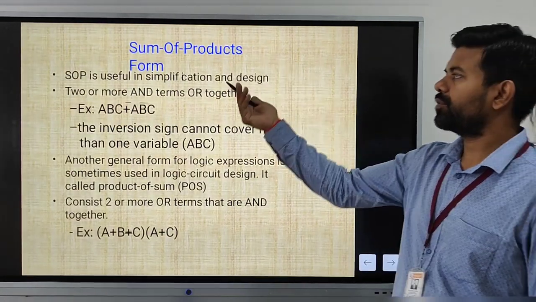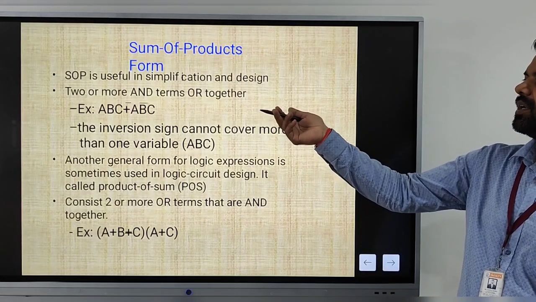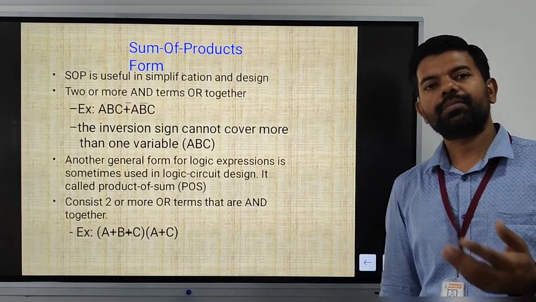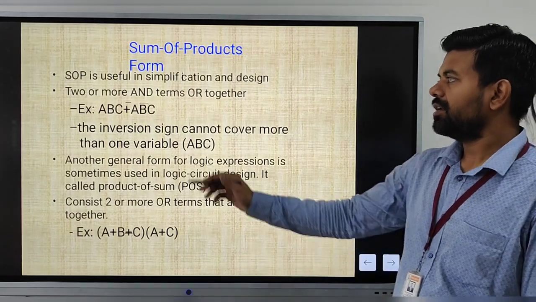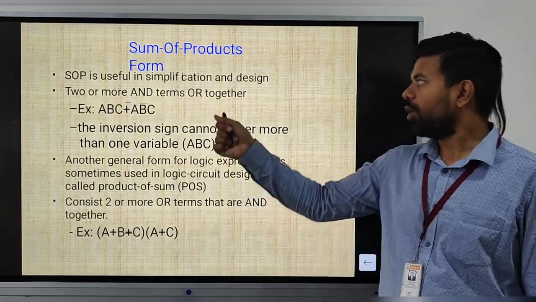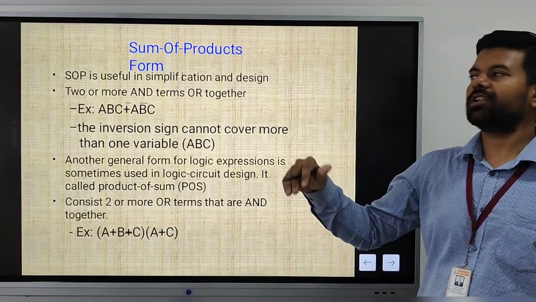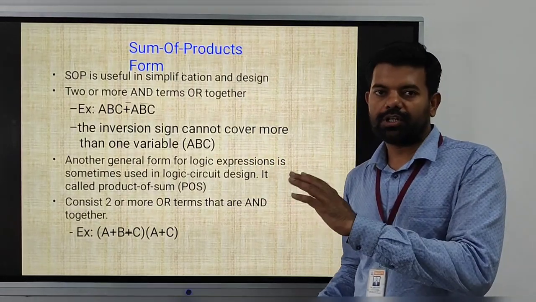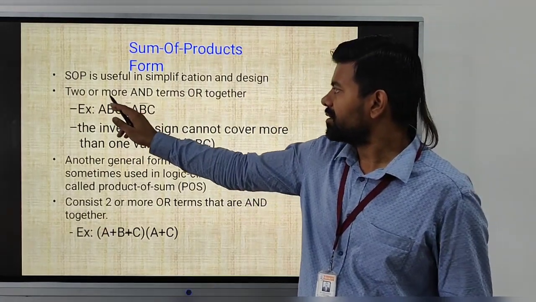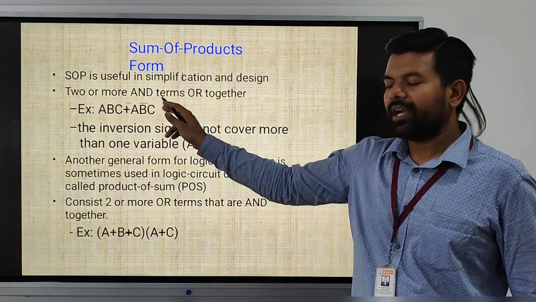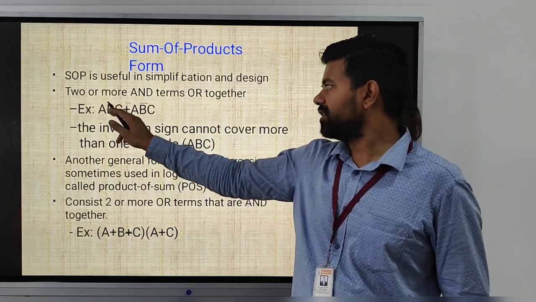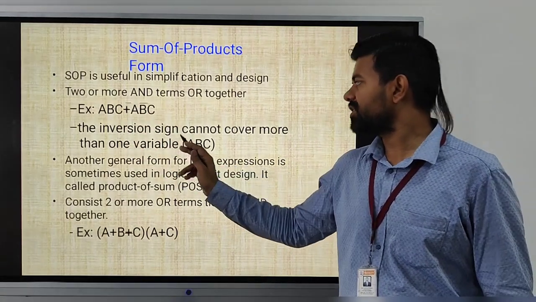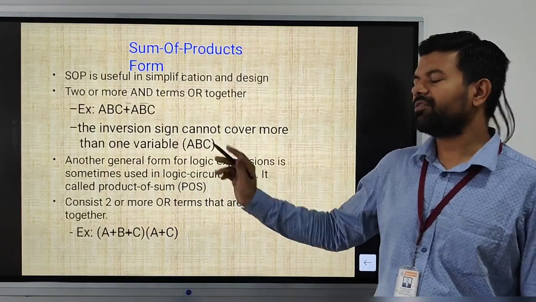This is the sum of products form. SOP form is useful to design and simplify the logical expression. It means 2 or more AND terms ORed all together. This is what the sum of products form means. These are the AND terms and they are all summed together. The inversion sign cannot cover more than one variable.